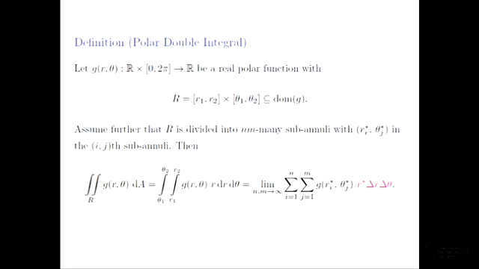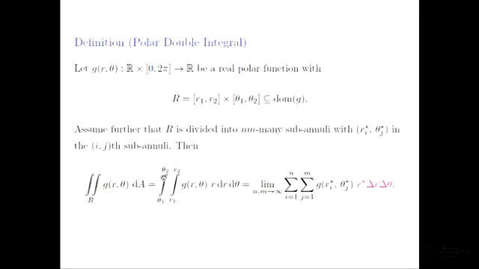All right, so finally, here's our definition of a polar double integral. If we let g be a polar function, which takes a polar value and maps it to a real value, and assume further that R is divided into n by m many sub-rectangles, and you take a sample point from each of those sub-rectangles, then the double integral over this region is equal to this sum as you take n and m to infinity. Again, I'm just saying, divide your region into infinitely many tiny sub-rectangles and then add the volumes together.